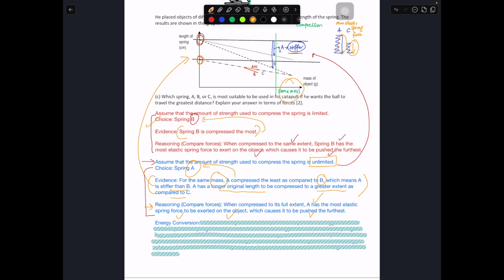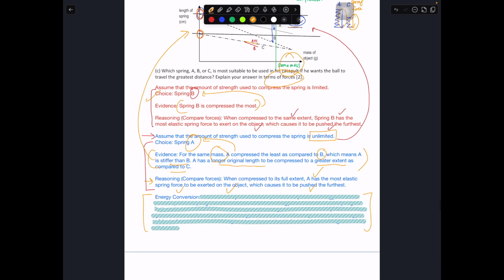B is compressed the most. Since the question asks you to talk in terms of forces, then you should probably compare the elastic spring force. But if the question asks you to compare about energy, and I were to use A, then I will have written it in this way.